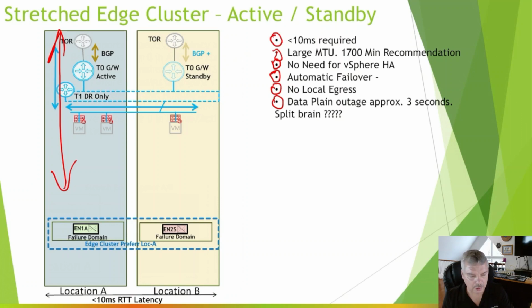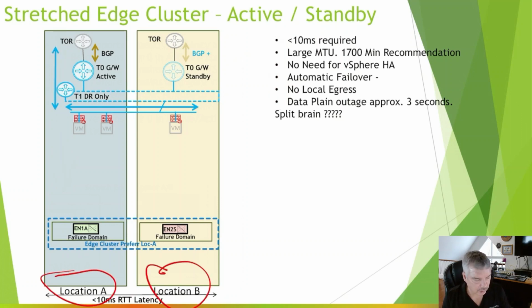Let me clear all this. So right now you see here I've got 2 locations, A and B. We're less than 10 milliseconds between them. I create an edge cluster. This edge cluster is going to span these 2 locations. Now I didn't draw a picture of this, but again, there could be a vCenter server here and a vCenter server over here, or there could just be a single vCenter server. Makes no difference. So here's my edge cluster.